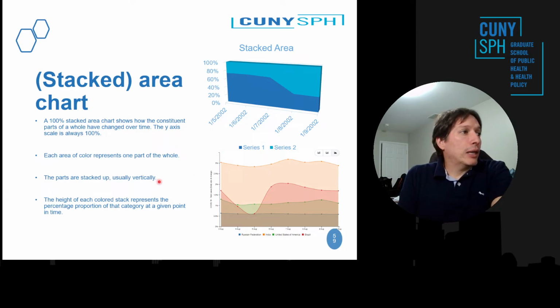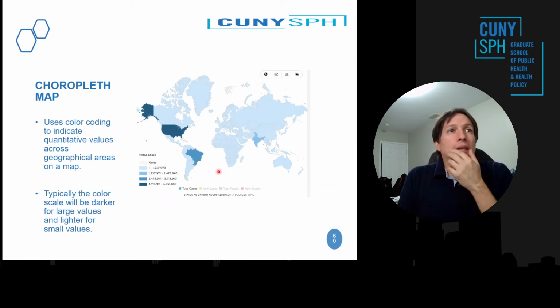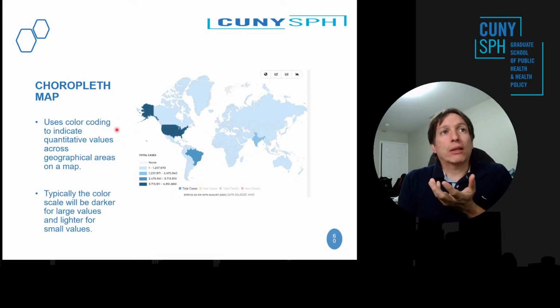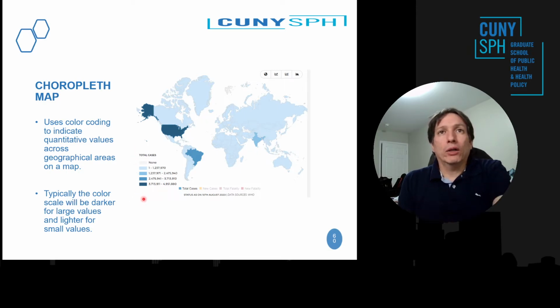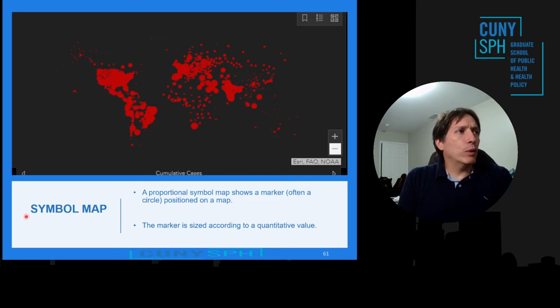Then each color represents one part of the whole that is stacked vertically, and the height of each color represents that proportion of the part. Then, as we said here, maybe stacking this is going to be different. The choropleth map is the one that uses that color coding to indicate values across different geographical areas, and I think you are familiar with this type of representation since COVID, and typically the darker the color is, the higher the value.